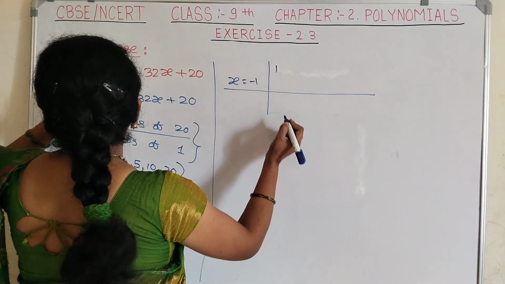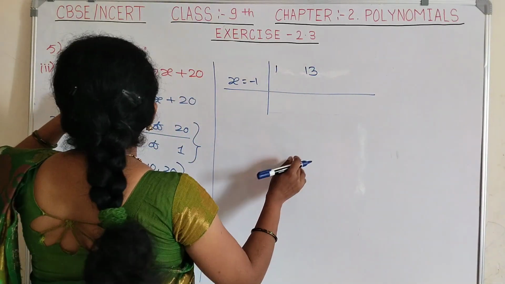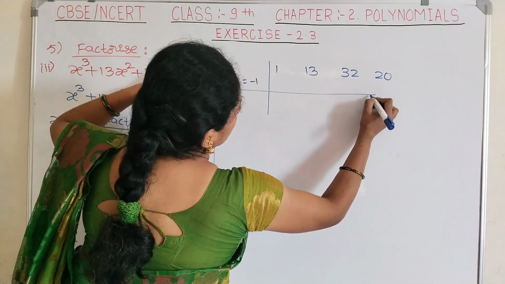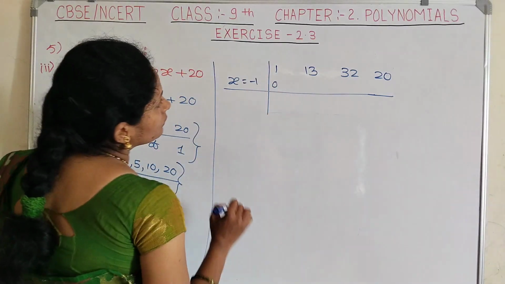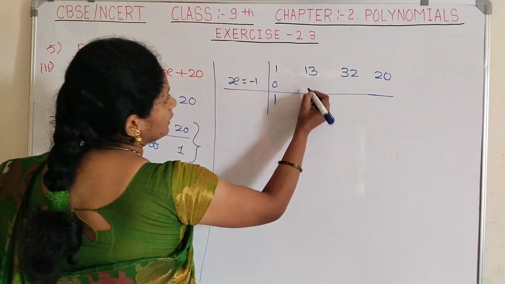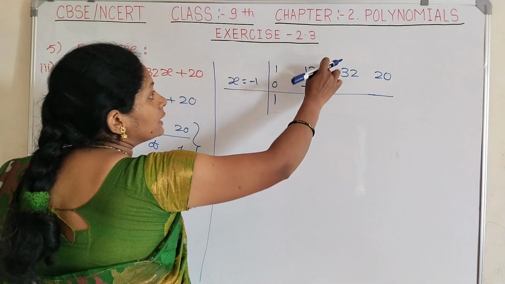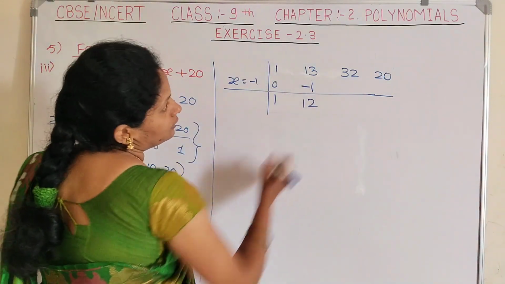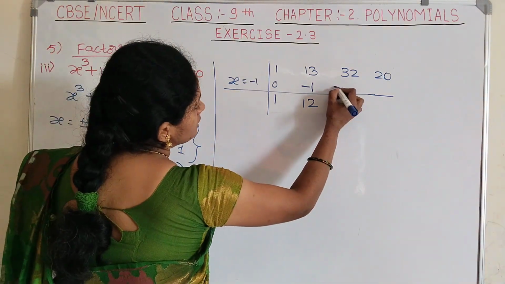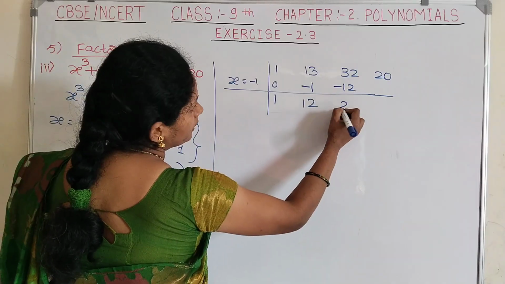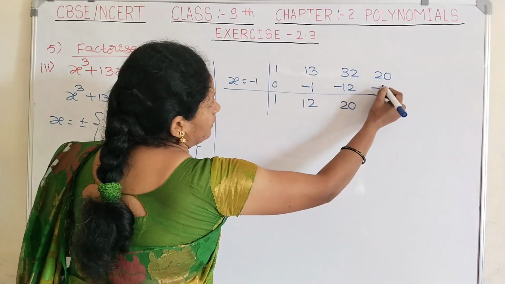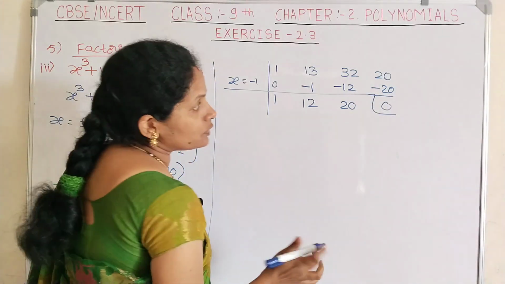1, 13, 32 and 20. Here is the 0. 1 plus 0 is the 1. 1 into minus 1, minus 1. 13 minus 1 is the 12. 12 into minus 1 is minus 12. What we get? Plus 20. 20 into minus 1 is the minus 20. So, we are getting the 0 here.